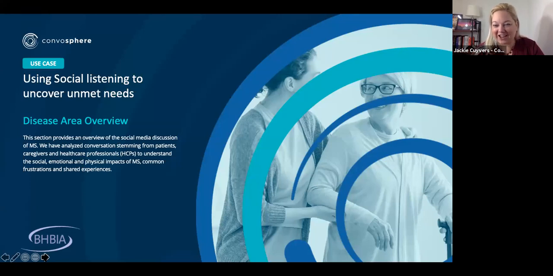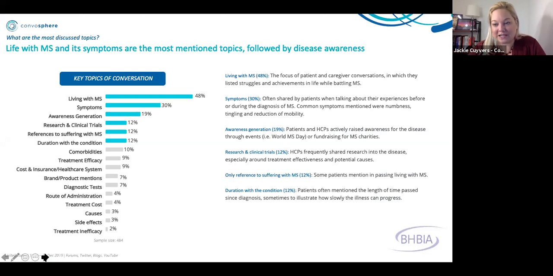What does this look like, and how can you use it? So first, we're going to go through the social listening outputs and findings, and then we'll combine that with the search. In this instance, this is using social listening to look at MS conversations that happened in the US over a 1-year period.